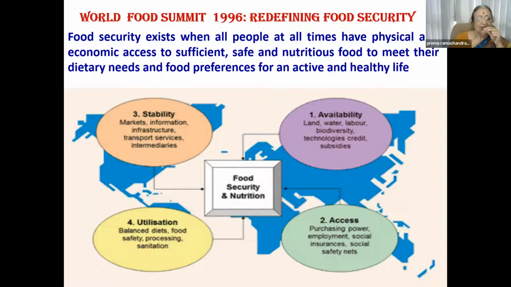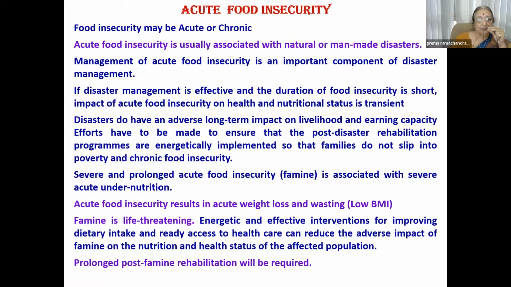Utilization, namely balanced diet, food safety, sanitation, and processing, is an important pillar, while stability, which is whether there is availability, markets, information, infrastructure, transport services, and intermediaries, is critical. And stability for the 1st, 2nd, and 3rd pillar is essential for food security. If people are not food secure, they are food insecure.